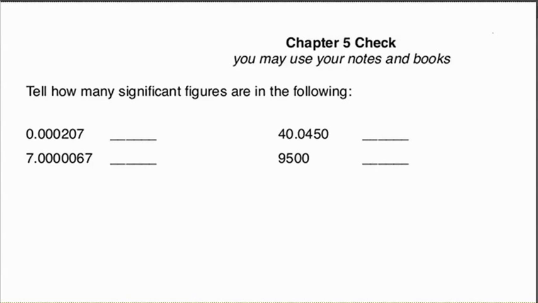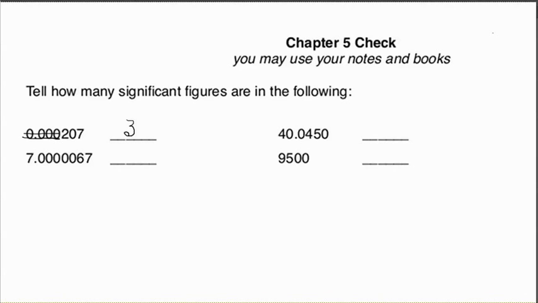Okay, this is a Chapter 5 check, and the first question says, tell how many significant figures are in the following. So if you look at the first one, you have a bunch of leading zeros, that is zeros that are before the first non-zero number. So leading zeros are not significant, so we don't count those. So we start with 2. The zero between the two non-zero numbers is always significant, so we have 1, 2, 3 for this one.